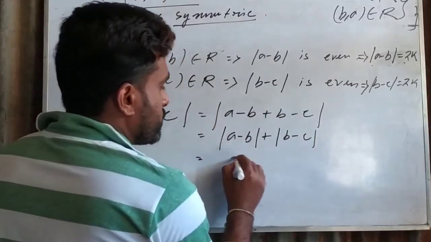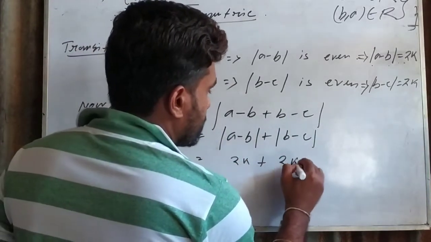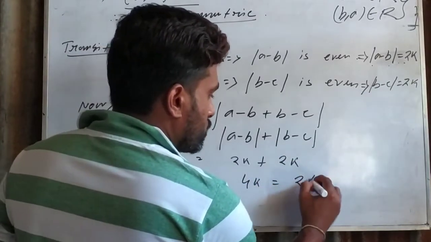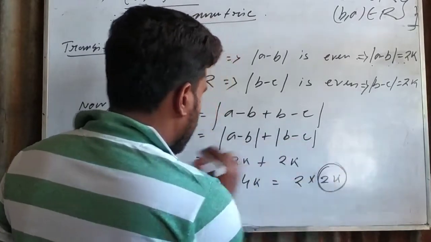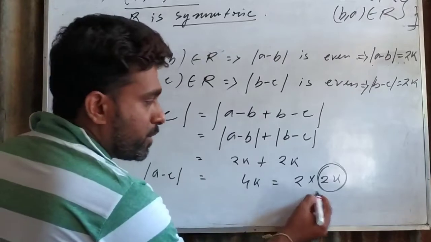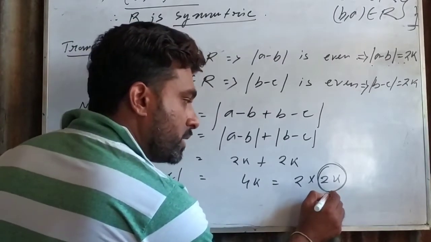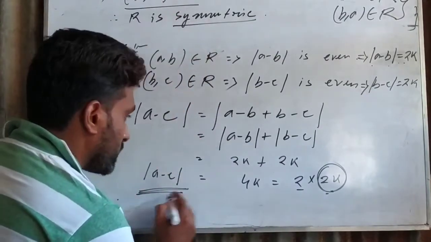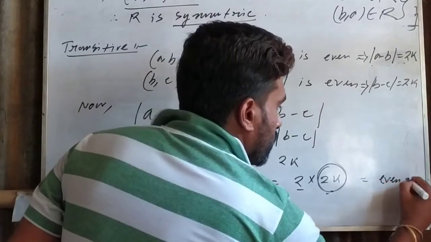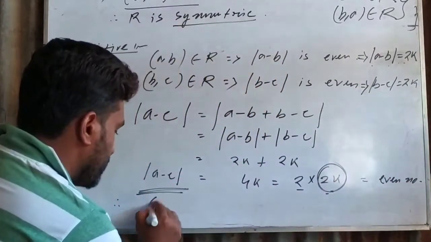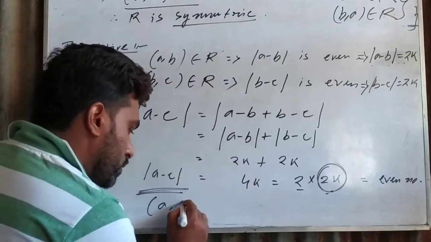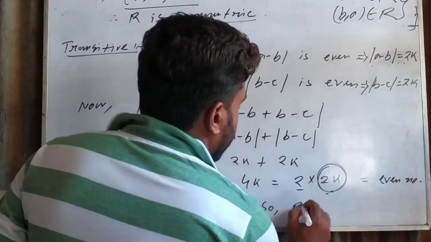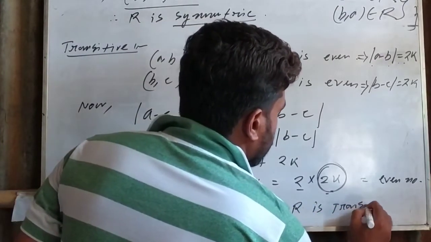Okay. So mod of a minus b means 2k, mod of b minus c means 2k. So if you add these two things, 4k. 4k means what? 2 into 2k. So here you can see, mod of a minus c is a multiple of 2. That means if you multiply something with 2, you will get mod of a minus c. That means what? Even number. Mod of a minus c is also an even number. So that means if the condition is satisfied, then you can construct a relation between a and c as well. So R is transitive.